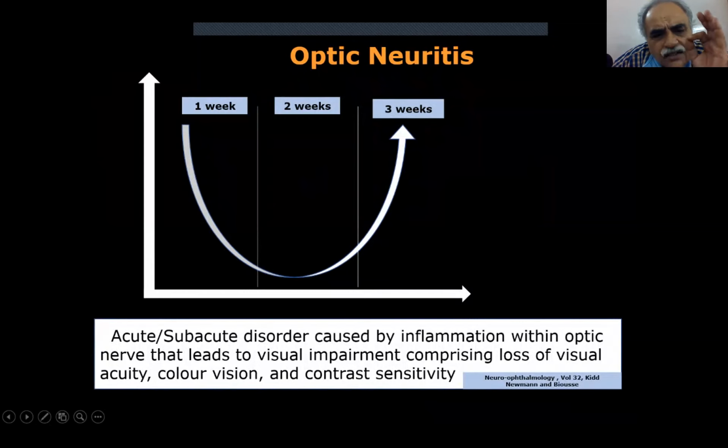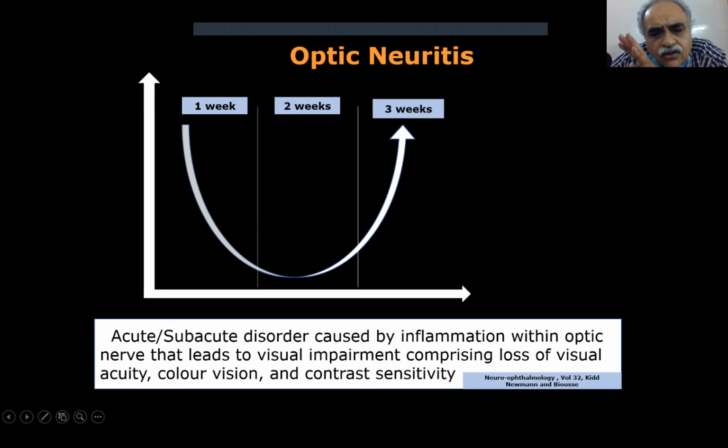Irrespective of whether it is optic neuritis, whether it is NMO, whether it is MOG, remember this table of 1, 2, and 3. All visual loss in optic neuritis will worsen for maximum 1 week. It will stay at its nadir for 2 weeks, and it will recover completely in the next 3 weeks. Any deviation from this norm is ominous.